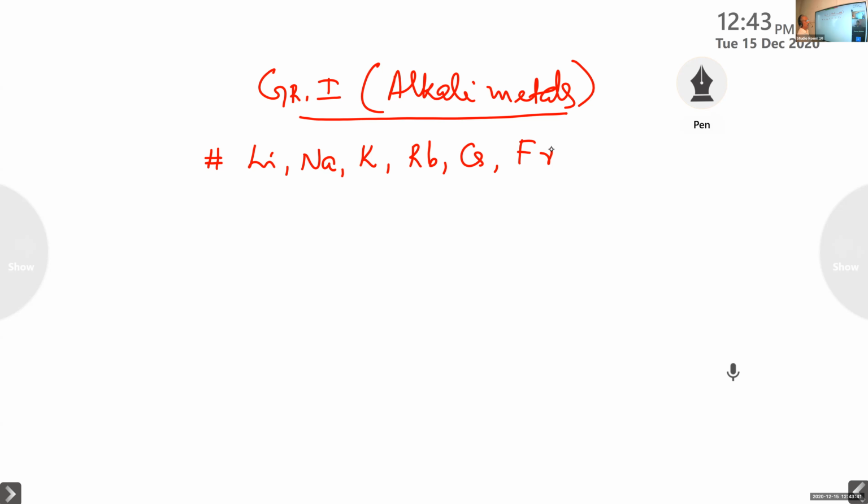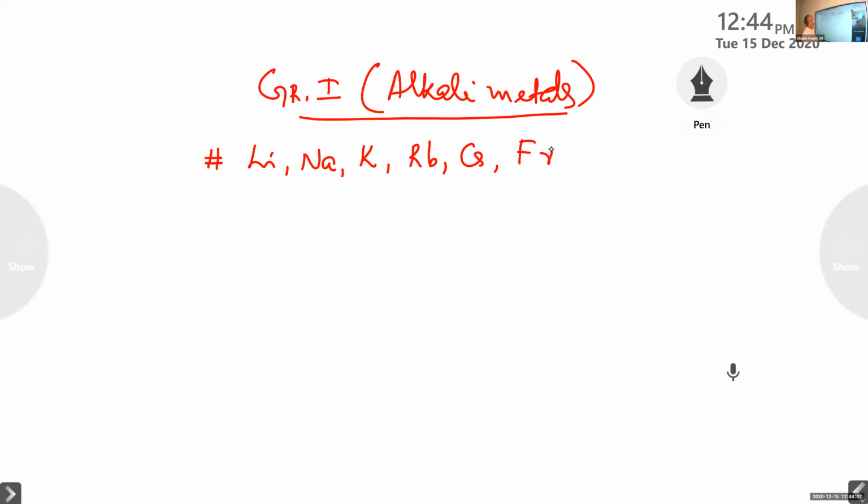They are known as alkali metals because they can form alkali, the hydroxide. Lithium can form lithium hydroxide. Sodium can form sodium hydroxide. Potassium can form potassium hydroxide, KOH, etc. And these are alkalis. These are bases.